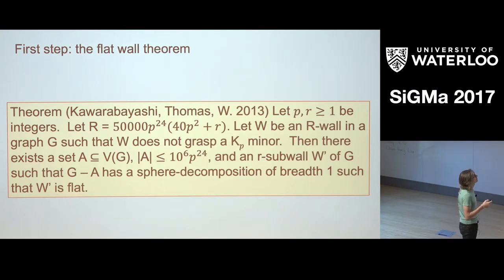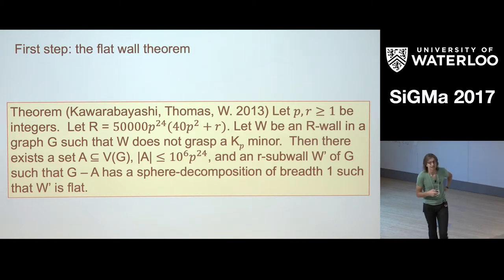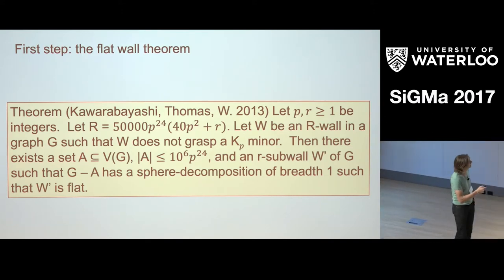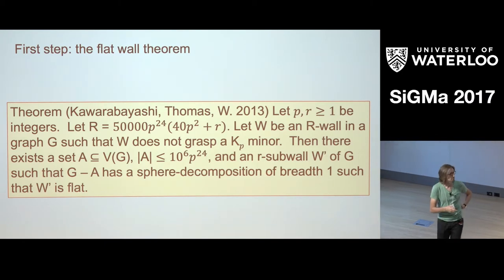So the first step is the flat wall theorem. We already saw what a flat wall is; this theorem tells us how to get one. Again, we're excluding K_p as a minor. We have some parameter R, and now I pick some big capital R and an R wall of that size in a graph G such that G does not contain K_p as a minor. Then again, I get a bounded set of apex vertices A and an R subwall W prime, such that G minus A has a sphere decomposition of breadth 1, such that W prime is flat.